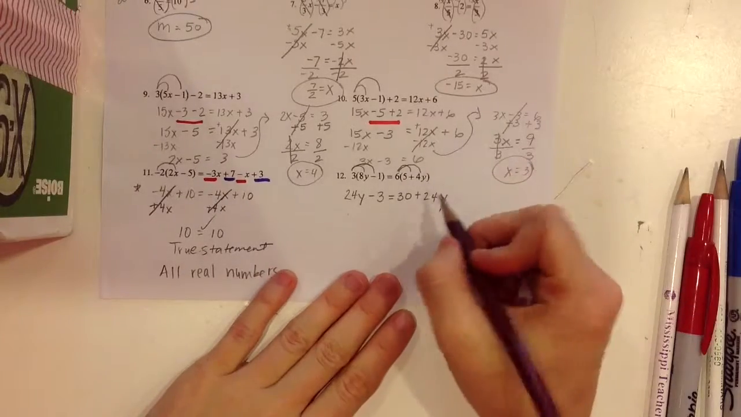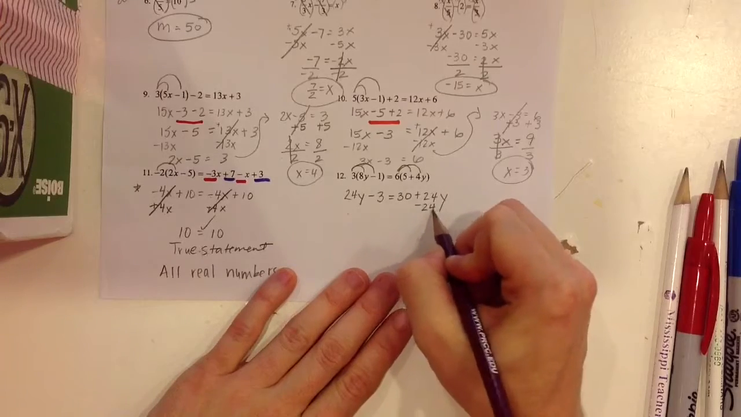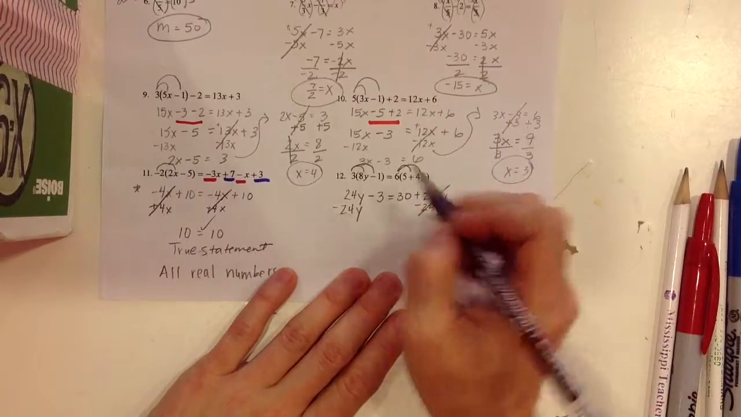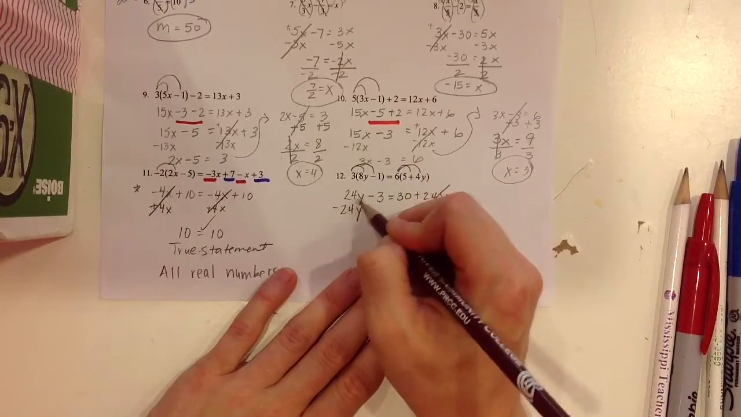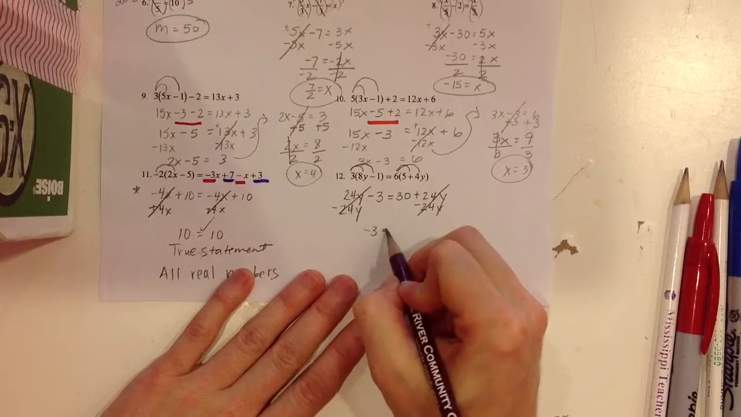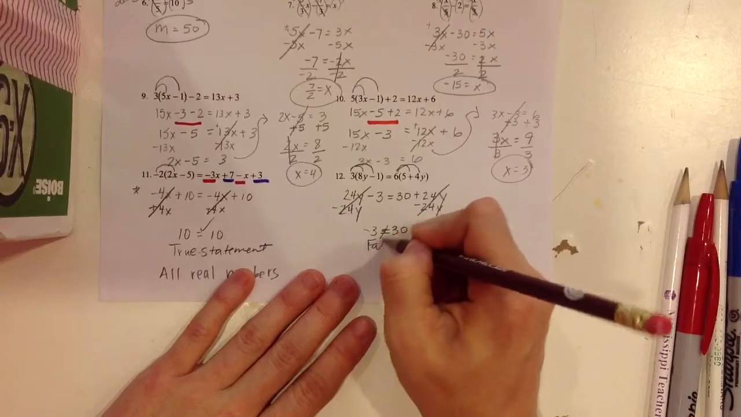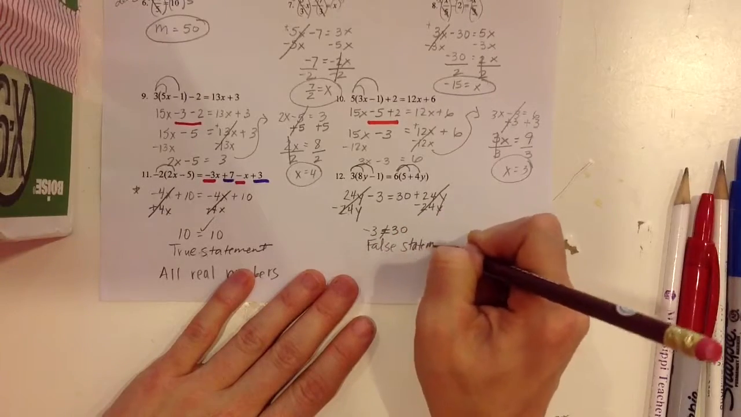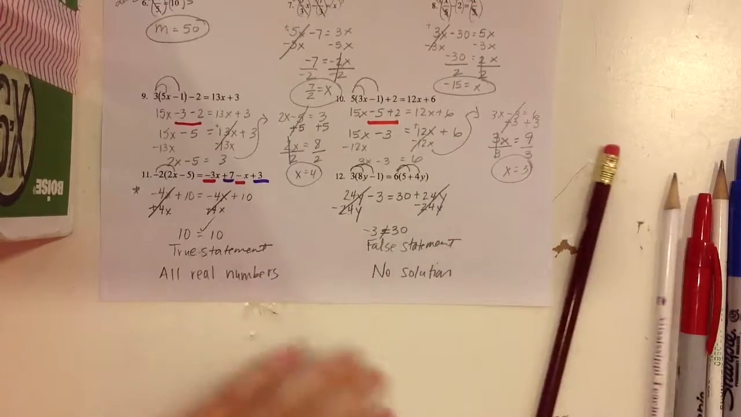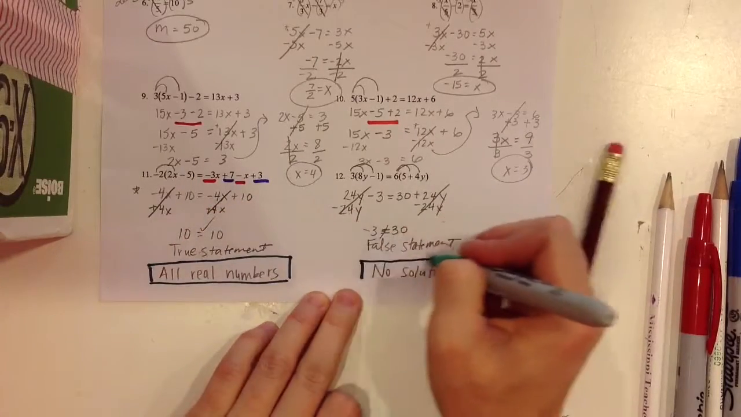But nonetheless, I'm going to move my 24y to the other side, and since it's plus 24y, I'm going to subtract 24y to both sides. Cancels it out on this right side, and it also cancels it out on the left because 24y minus 24y just cancels out completely. I have negative 3 equals a positive 30. Now that doesn't make any sense, and since it doesn't make sense, this is a false statement, and so your answer is no solution. So if you have a true statement, your answer is all reals. If you have a false statement, your answer is no solution.